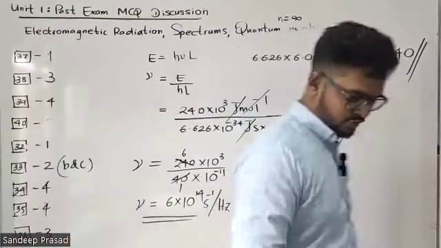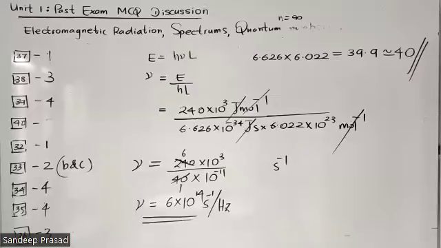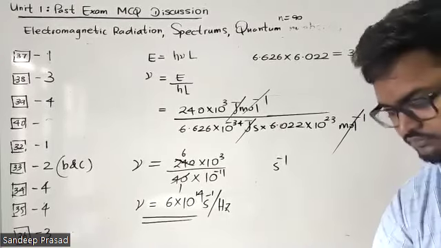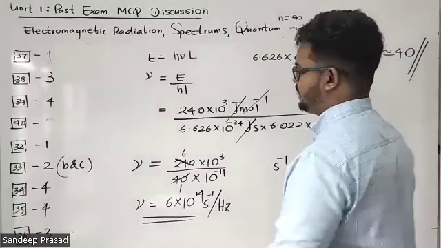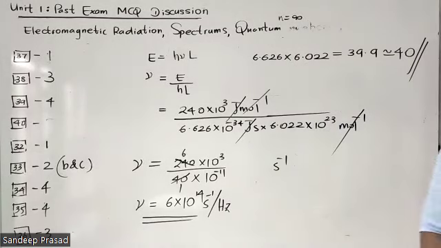Now let's go for the 40th question. In the 40th question, they're asking the maximum wavelength of the light that can produce this effect in barium. Let's see. Right, so do the calculations correctly. It's very, very important.